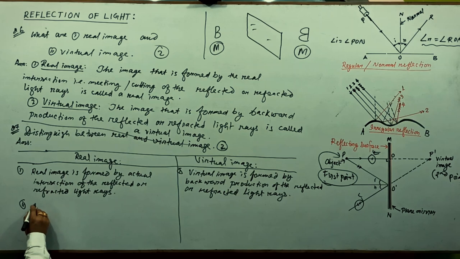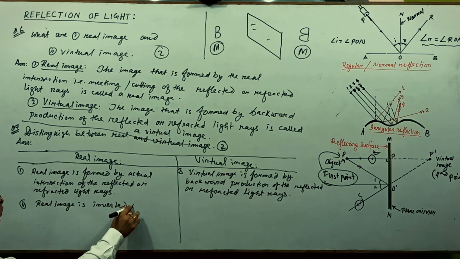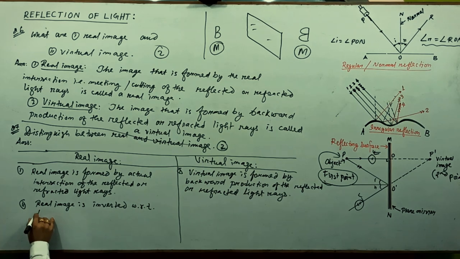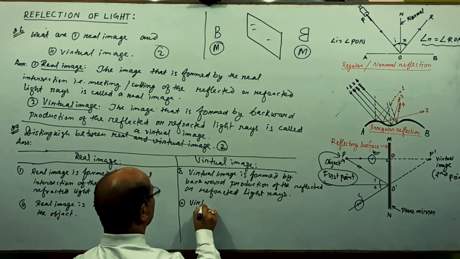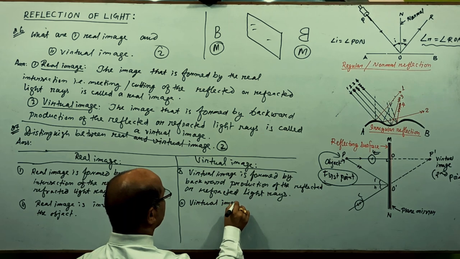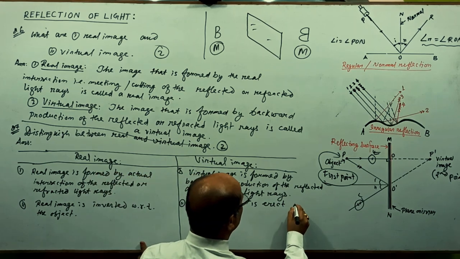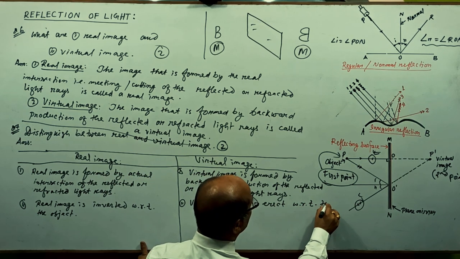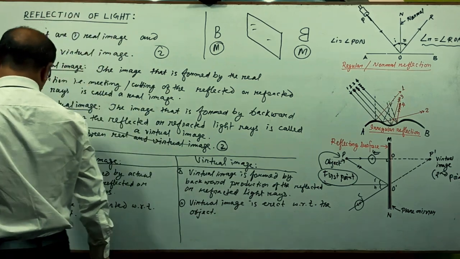And this point: the real image is inverted with respect to the object. So the point number 2: virtual image is erect, not inverted, with respect to the object.